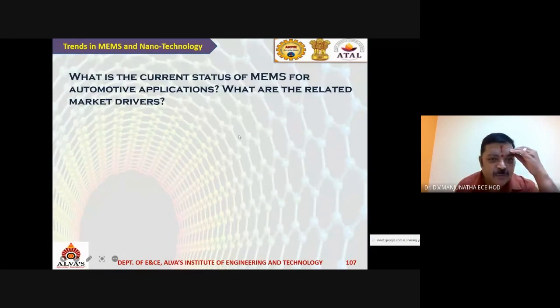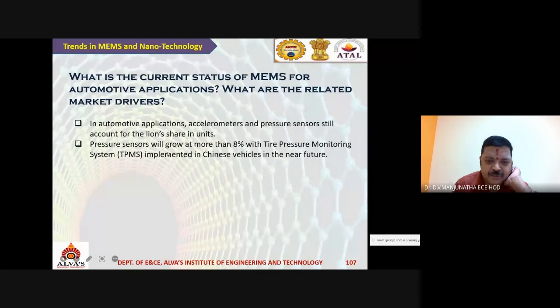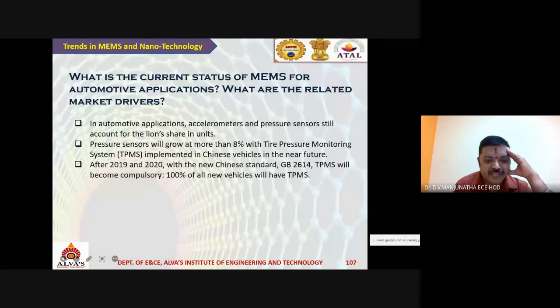So what is the question? What is the current status of MEMS for automotive applications? What are the related market drivers, right? So the answer is in automotive applications, accelerometers and pressure sensors still account for the lion's share in the units, right? Pressure sensors grow more than 8% with tire pressure monitoring being implemented in Chinese vehicles in the near future. So in 2019-20, with the new Chinese standard GB 2614, TPMS will become compulsory 100% for all new vehicles.